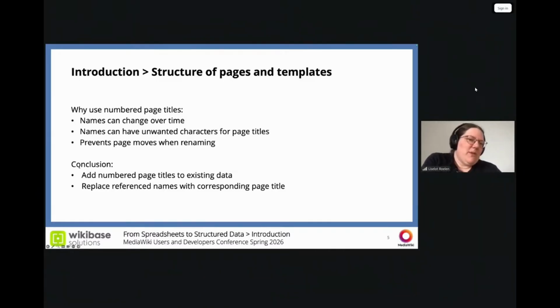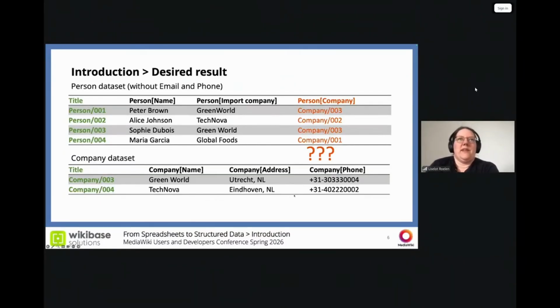In conclusion, we want to add numbered page titles to the existing data, and then we want to replace the names with the page titles that we generate for each company. So this is what we would want the tables to look like when we import them. You can see on the left, we have to add a column with the page titles, with the unique numbers. This you can do fairly easily in, for example, Excel.